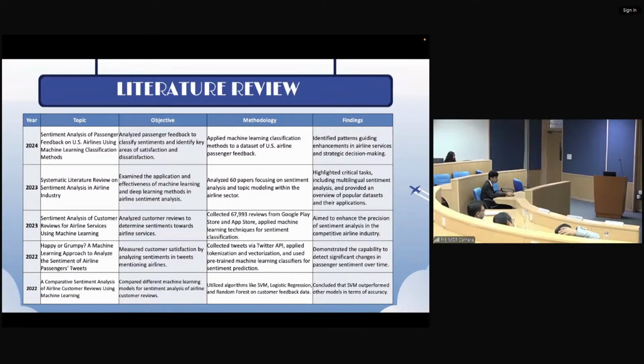If we talk about the literature review, there have been many studies already done specifically on airlines, wherein they have used different ML techniques. In 2024 there was one where they analyzed the enhancement for strategic decision making, and then there was a systematic literature review that really helped identify the critical tasks they need to follow. And in 2022 as well, I've just put out the recent studies from the last 5 to 6 years. So maybe we can move to the next slide.